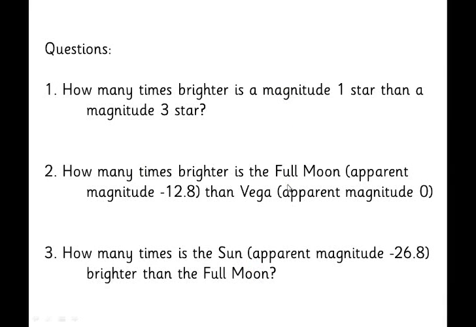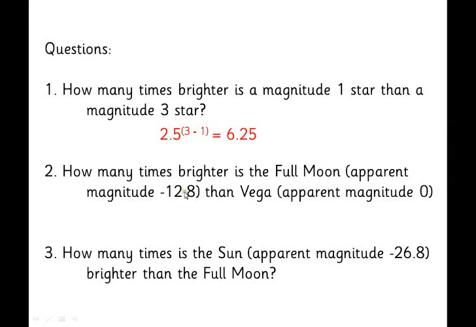So just to see if we've got that, a magnitude 1 star compared with a magnitude 3 star is 2 magnitudes brighter. Every magnitude represents 2.5 times brighter, so the difference is 2.5 to the power 2. 3 minus 1 is 2, so it's 6.25 times brighter. Remember again, the magnitude 1 star is brighter than the magnitude 3 star.